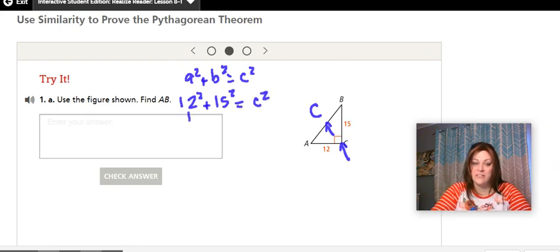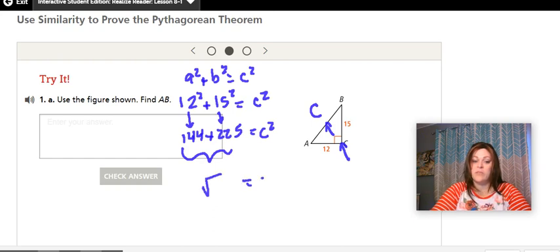Grab those calculators. Some of you already know these answers, but it's 144 plus 225 equals c squared. I'm going to have you go from there. Solve for this. Once you get that answer, take the square root of both sides because you don't want c squared, you want c. So c will equal the square root of whatever you get when you combine 144 and 225.